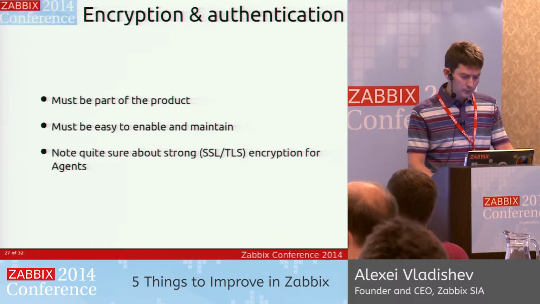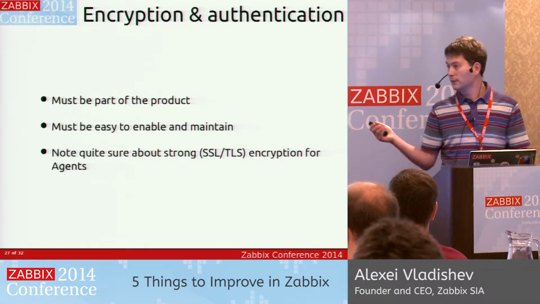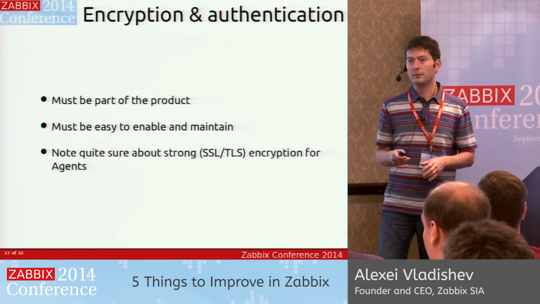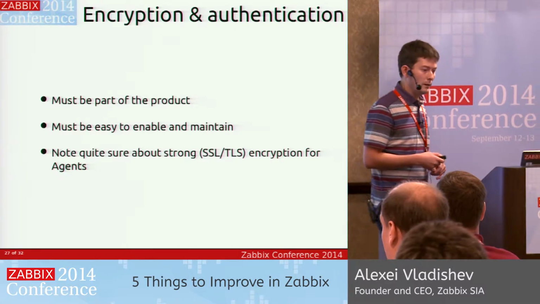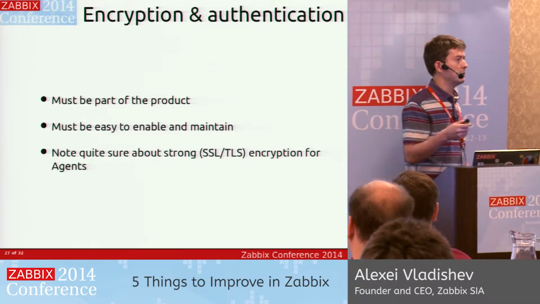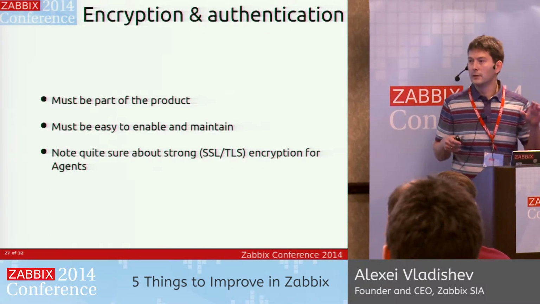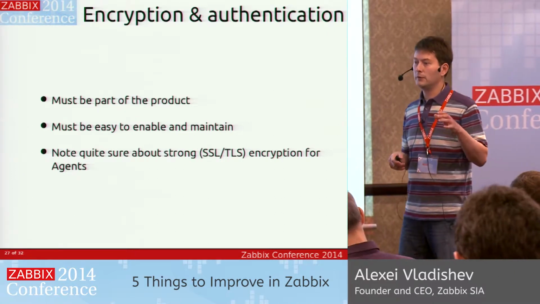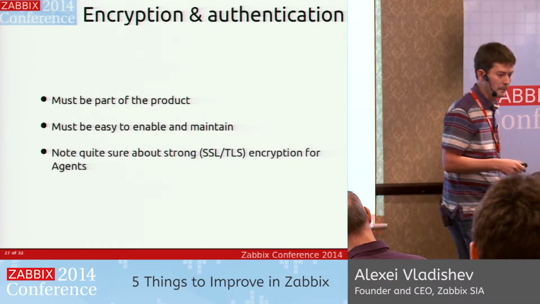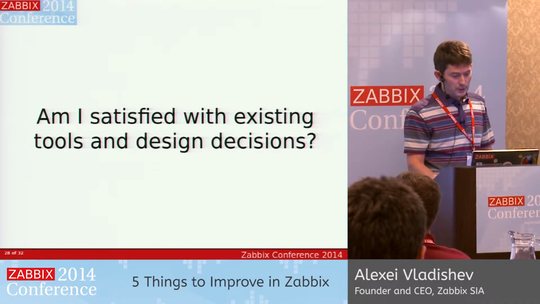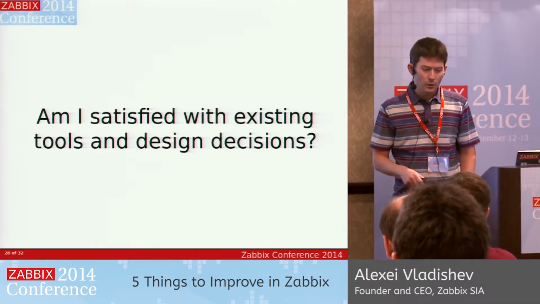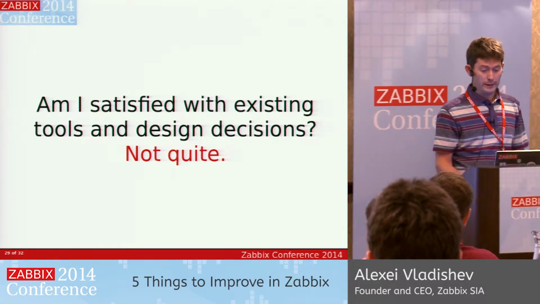And of course, those are only five things. Those are the major things I see that really need to be improved in Zabbix. You can name maybe tens or maybe hundreds of other different parts that need to be improved. And if you look at our Zabbix Next issues, you may see many of them. If you ask me if I am satisfied with existing tools and design decisions, well, my answer is probably not quite. Yeah, so not quite.